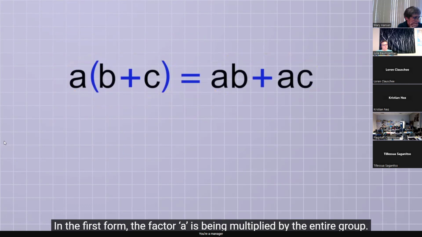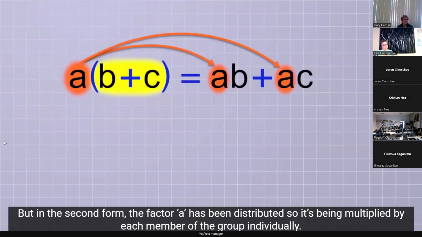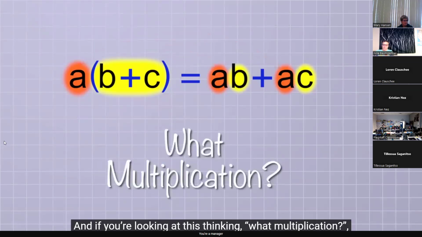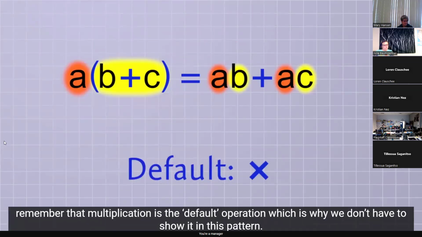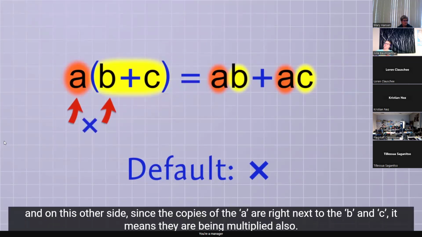This pattern is just telling you that these 2 forms are equivalent. In the first form, the factor a is being multiplied by the entire group. But in the second form, the factor a has been distributed, so it's being multiplied by each member of the group individually. And if you're looking at this thinking, what multiplication? Remember that multiplication is the default operation, which is why we don't have to show it in this pattern. Since the a is right next to the group, it means that it's being multiplied by the group. And on the other side, since the copies of the a are right next to the b and c, it means they're being multiplied also.